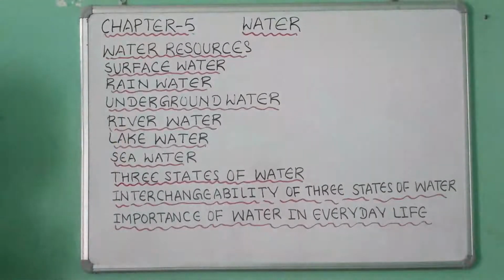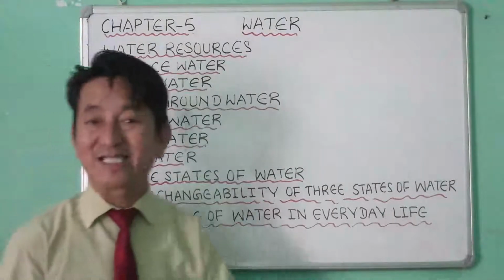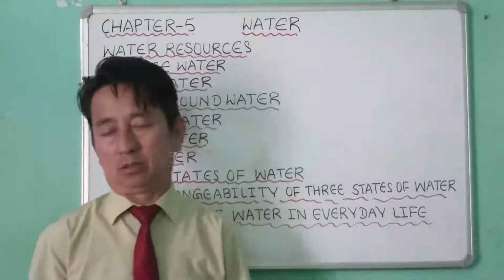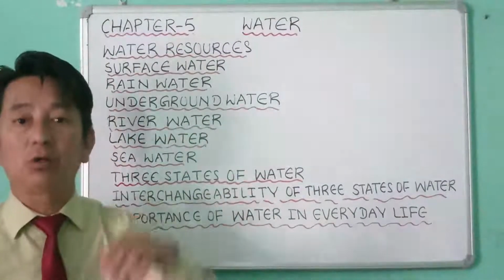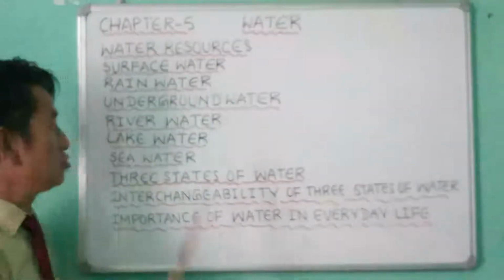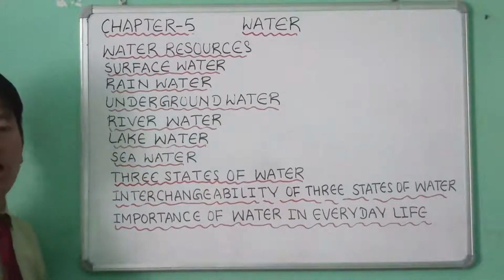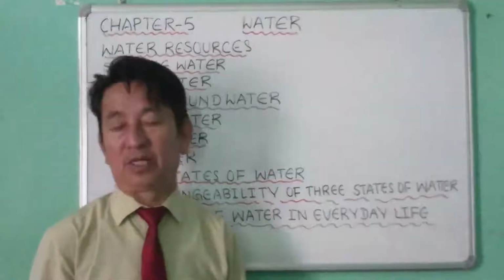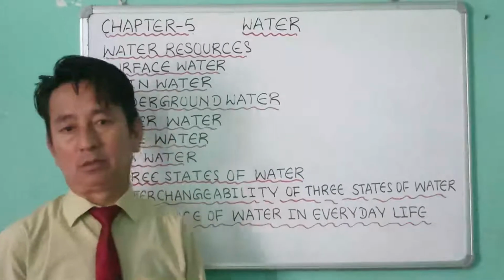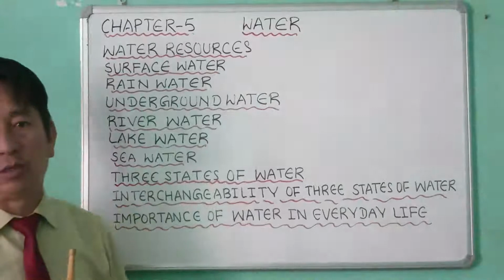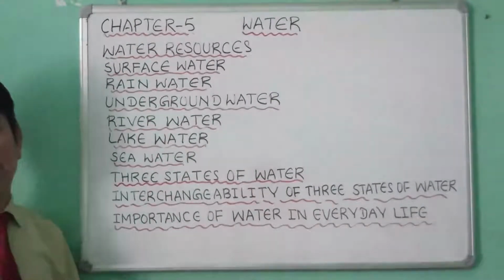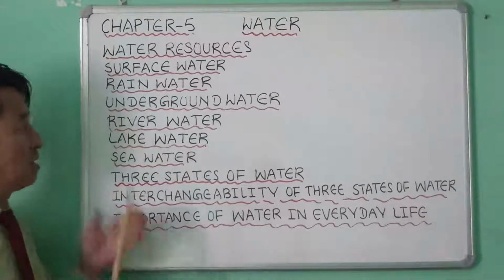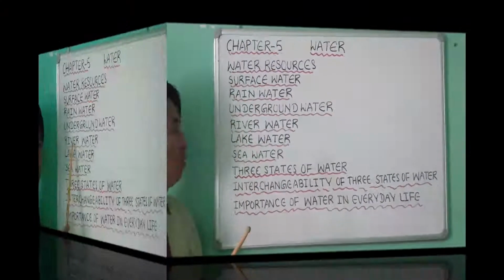Now next, underground water. The water which is trapped beneath the earth, or the water which is found under the ground, is known as underground water. Here, rain, rivers, and melting of snow are the sources that recharge the supply of underground water.